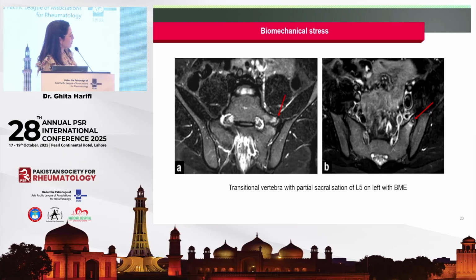But also, if you look at the image, you have a transitional vertebra here with partial sacralization of L5. This is not an uncommon situation. This is quite common, actually, to have a partial sacralization of L5 with more biomechanical stress on this region. So these people are expected to have some bone marrow edema on this, and it can actually be causing some significant back pain. So be aware of this possibility of having bone marrow edema which is due to biomechanical stress.